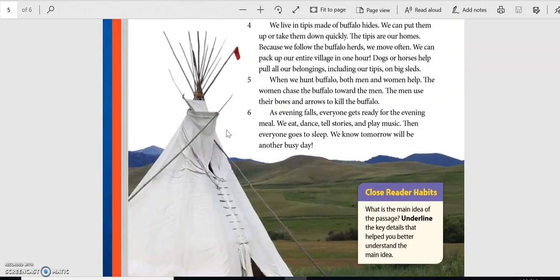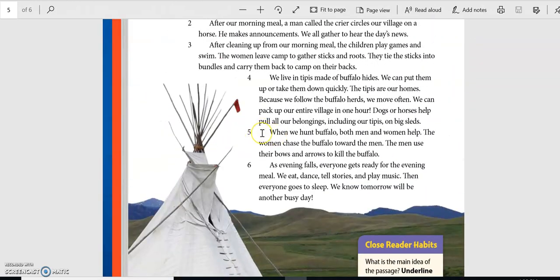So let's go back to paragraph 5. When we hunt buffalo, both men and women help. The women chase the buffalo toward the men. The men use their bows and arrows to kill the buffalo. Something that helps great readers is when we think about what that first and last sentence talks about. A lot of times it gives us clues about what the paragraph was mostly about. And in this case, in paragraph 5, this first sentence gives us some clues that when it comes to hunting buffalo, both the men and the women of the village help.